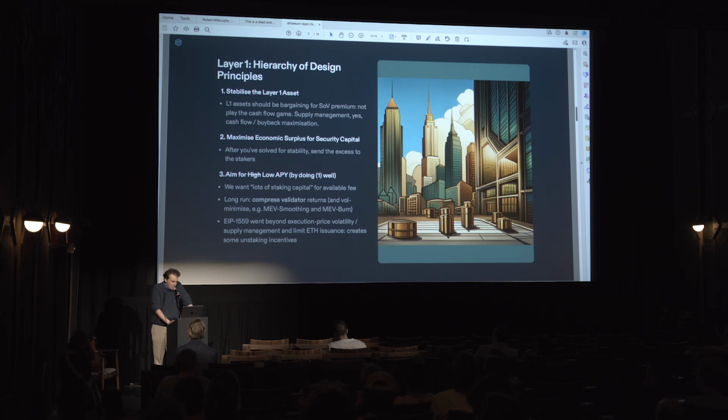And then 3, aim for low APY on that validator capital. And you will probably do best by that, and I'll explain this a little later in the talk. A very good start is stabilize the layer 1 asset. That's the first thing you can do. And then the second is make the maximum number of dollars of cash flow available to attract lots of that capital.